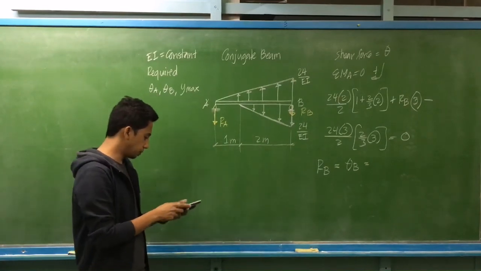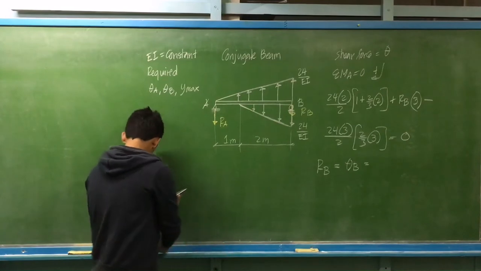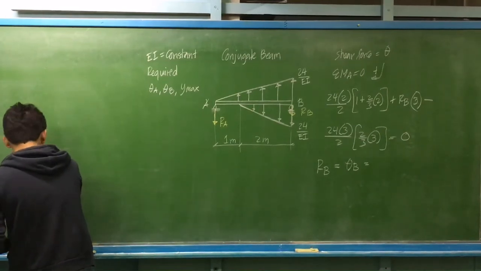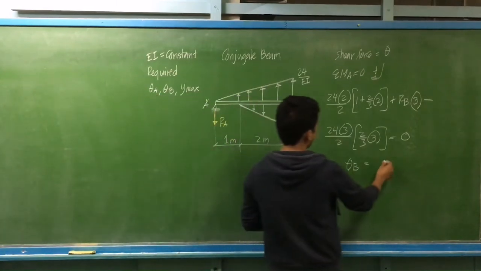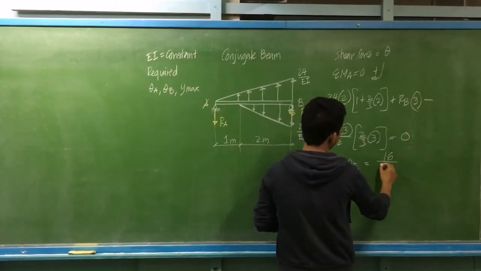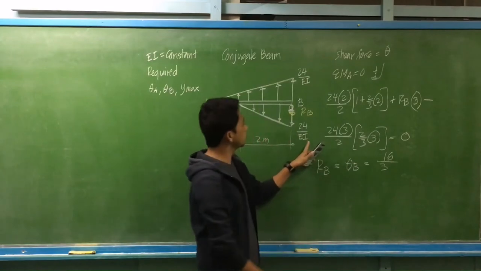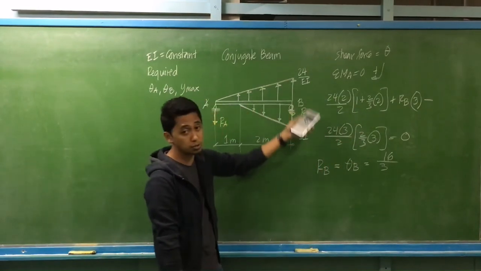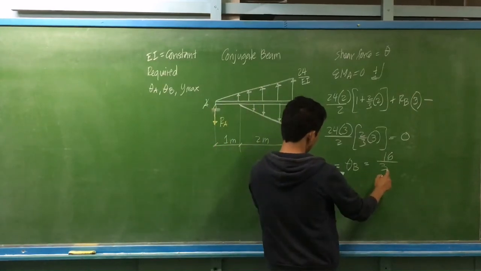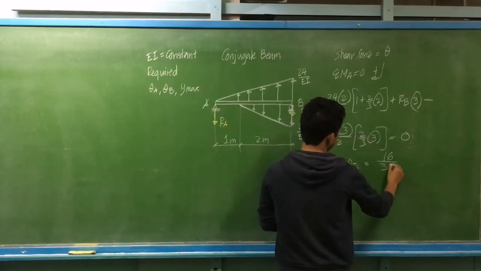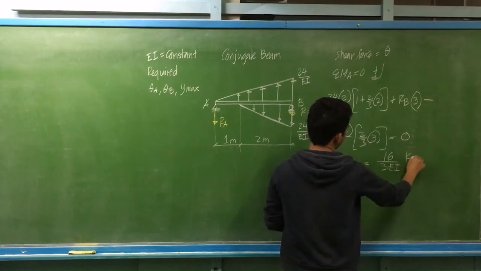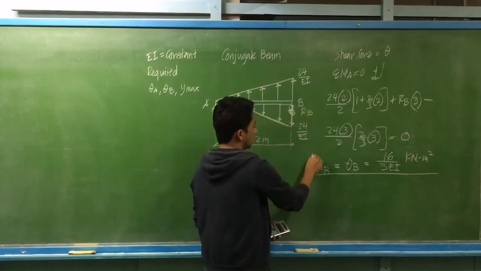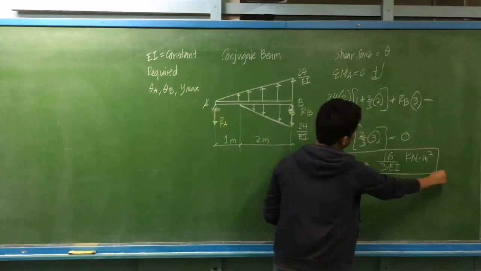Okay, so computing for the support reaction at B, that will be equal to, okay, this is the same as we have 16 over 3. So sabi ko, everything should be divided by EI. So tinanggal ko lang dito, assume them as forces. So we have 16 over 3 EI, and this is the same as kilonewton meter squared. So this is the rotation at B.